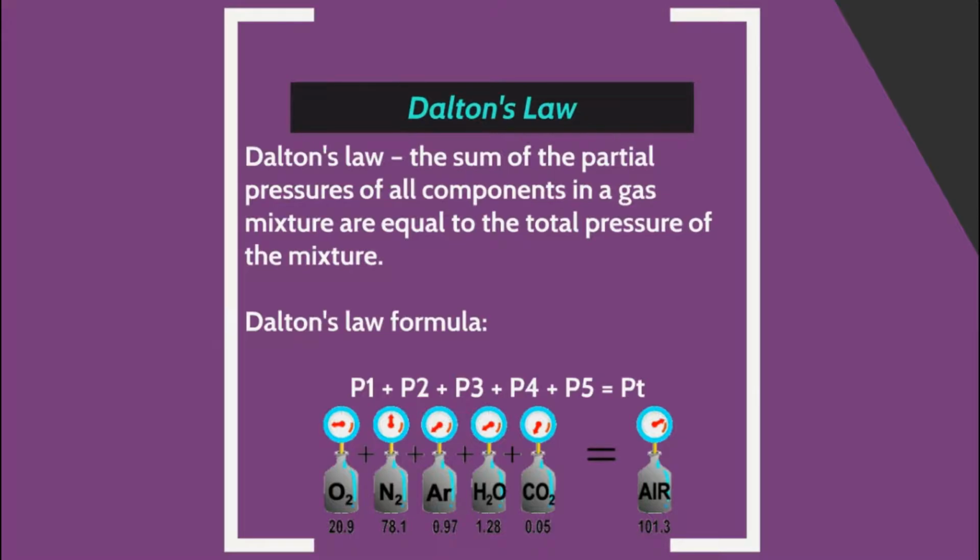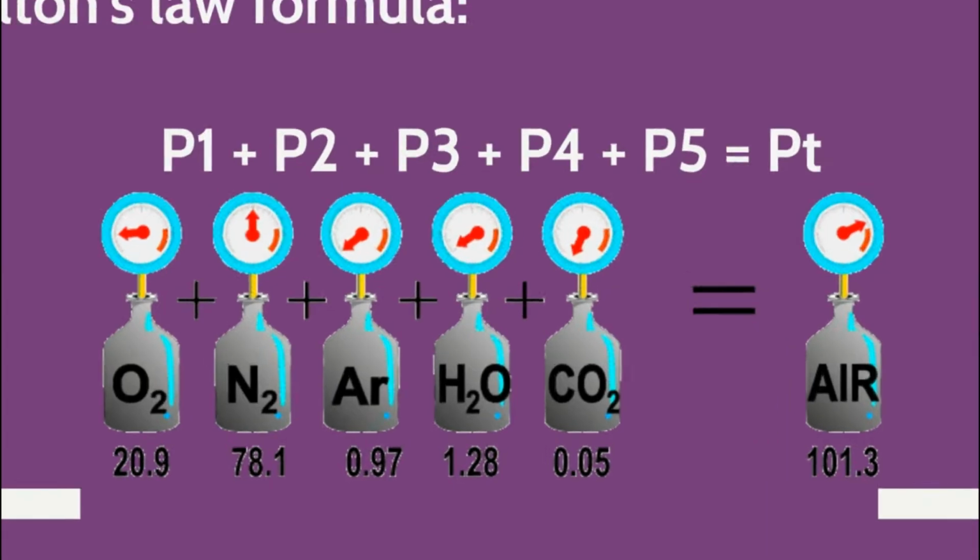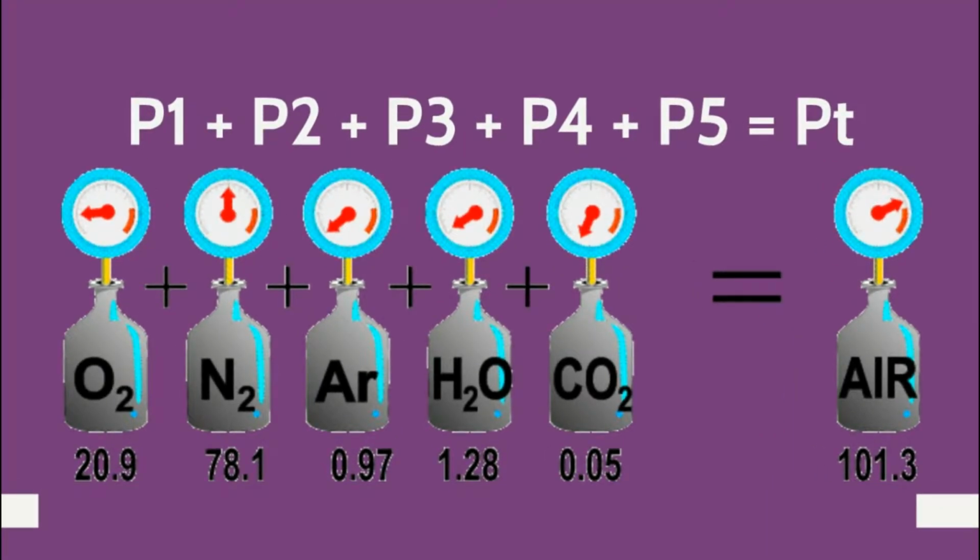I'm going to zoom in here. All these are in kilopascals. This is our atmosphere, all the gases in the air right now: the oxygen you're breathing, nitrogen, argon, a little bit of water, and CO2 because you're exhaling CO2. Each of them gives off a specific pressure. What Dalton is saying is if you take all their individual pressures and add them up, you get a total pressure of 101.